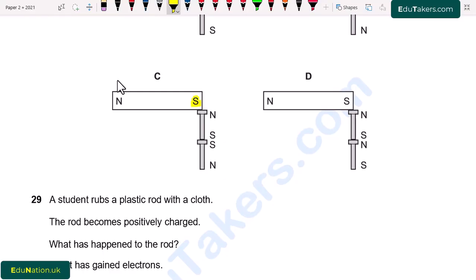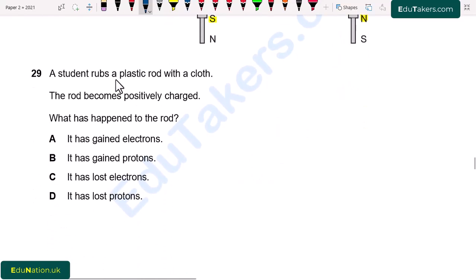Option C, we see here that it's the south pole of the bar magnet, while there is a north pole of the bolt. Both of these attract each other, while here is south and south. Both of these repel each other, due to which this MCQ is also incorrect. Option D, here is south and north. Both of these attract each other, and also south and north. These attract each other, due to which the bar magnet picks up these bolts. So option D is correct.